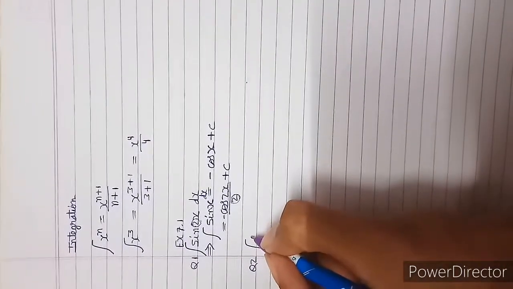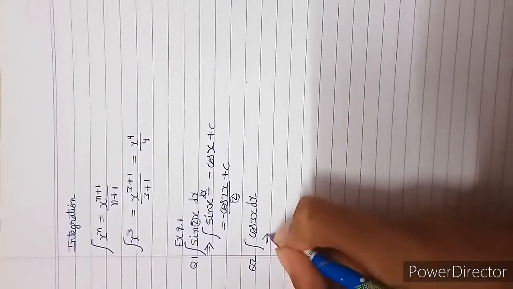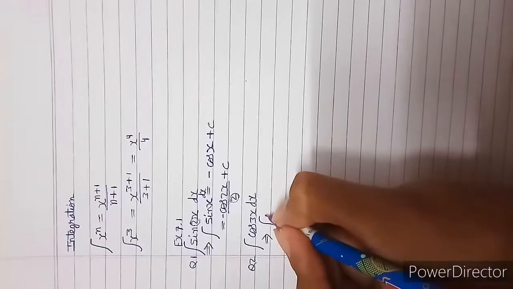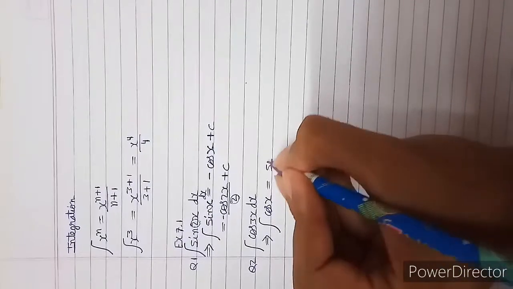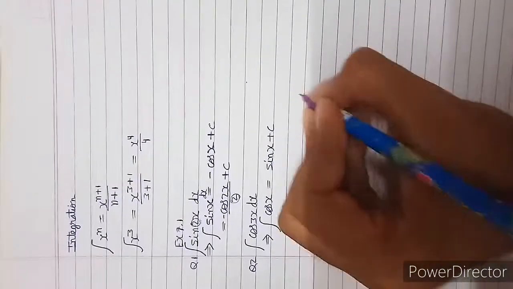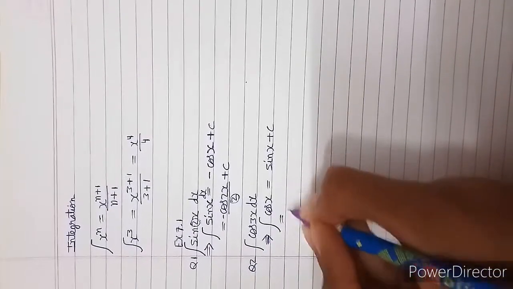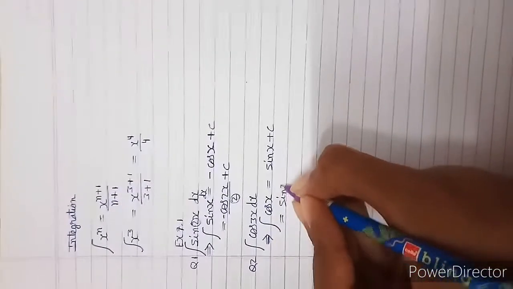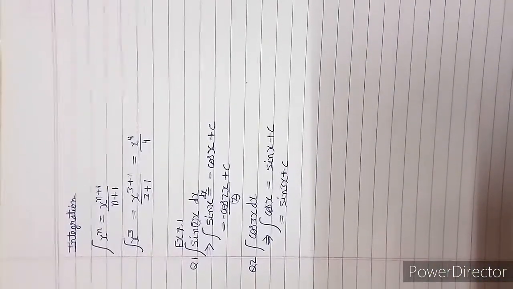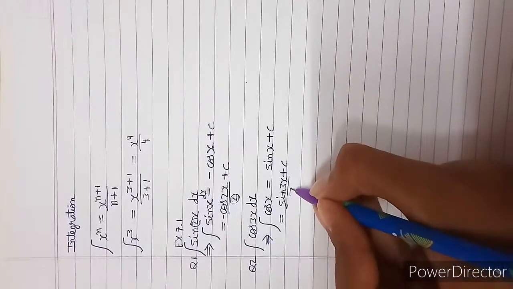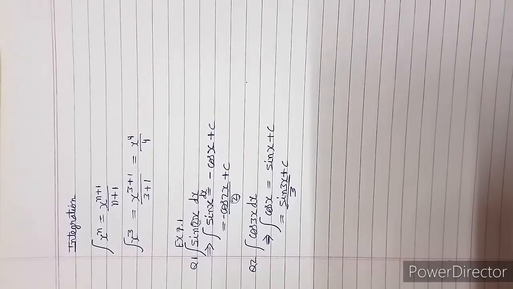Moving to our question number 2, which is very easy. I think you all will do it. Cos 3x. So again I am mentioning the formula so that it will be easy for you. So what we will get? We will get here integration. So sine 3x plus c. Very simple. Don't forget this 3, otherwise your marks will be deducted.